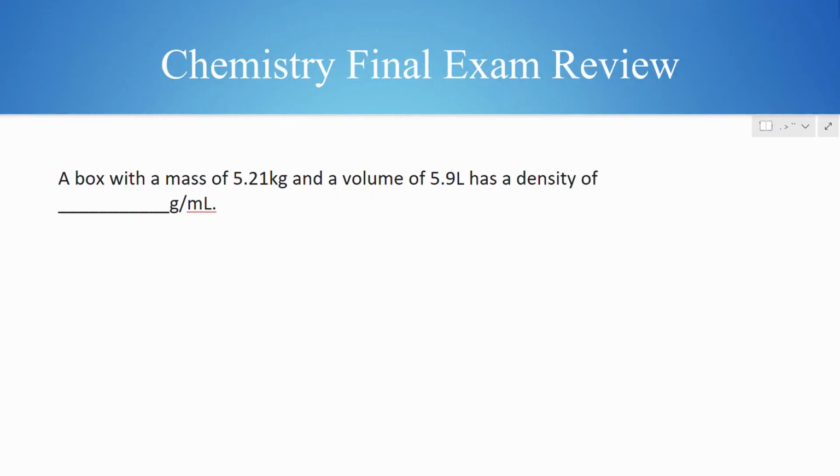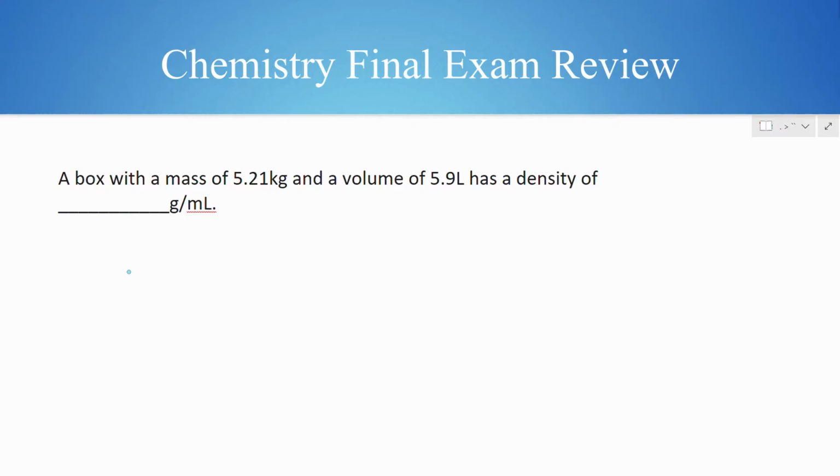A box with a mass of 5.21 kilograms and a volume of 5.9 liters has a density of blank grams per milliliter. The first thing to notice about this problem is that we start off with kilograms and we end with grams, and that we start with liters and we end up with milliliters. So we need to convert these two units, the mass and the volume units.